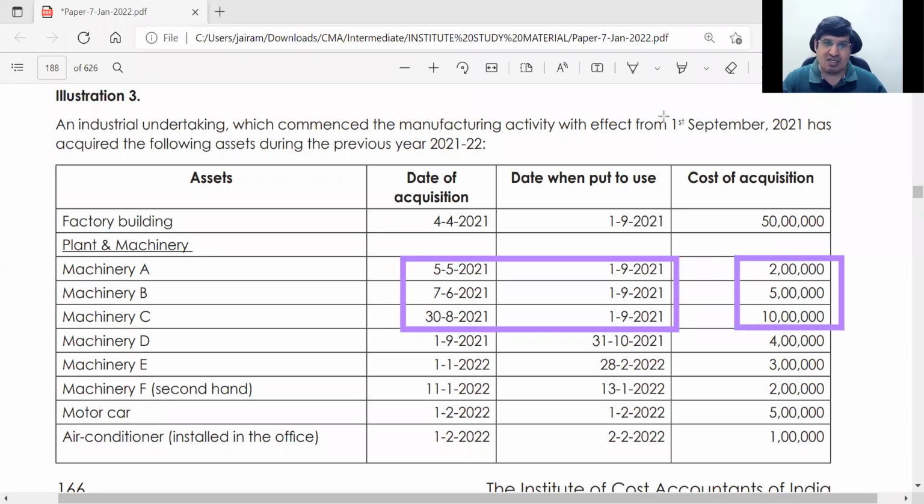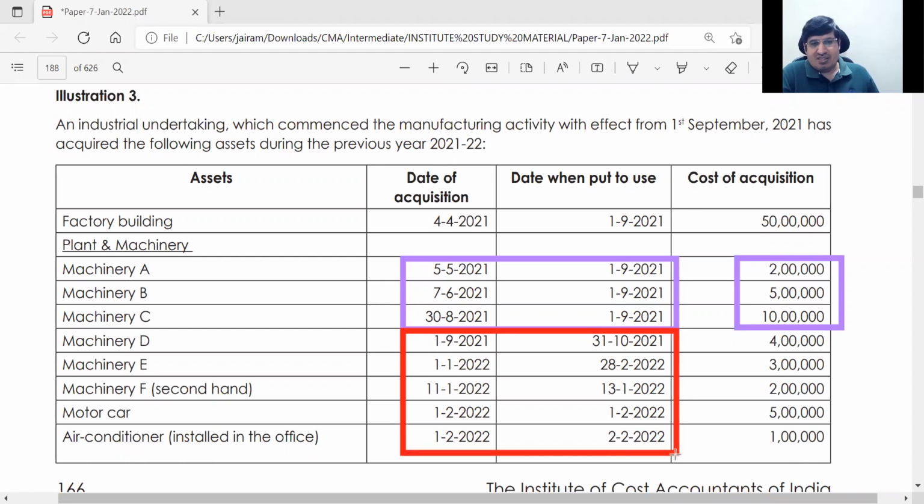Okay, and now for these, this is put to use on 31/10 and 28/2. Okay, and the one after that is 13/1/2022, 1/2/2022, 2/2/2022. So all these are 50%. Okay, 50% of 15%, that means 7.5%. Okay, agreed? Understood this much? This is our first major classification.